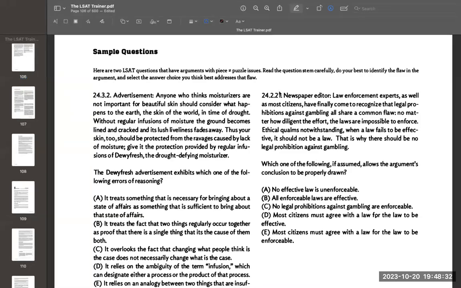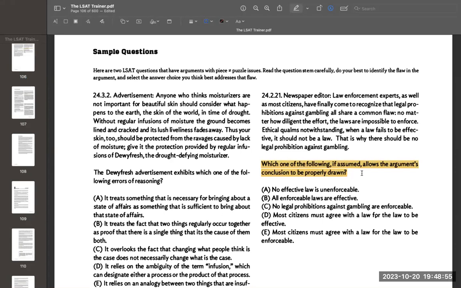Hi. So this video is just going to be about this one question from Prep Test 24, Section 2. It's question 21, and it's a logical reasoning question. So the first thing that I do whenever I get a logical reasoning question is read the question stem.